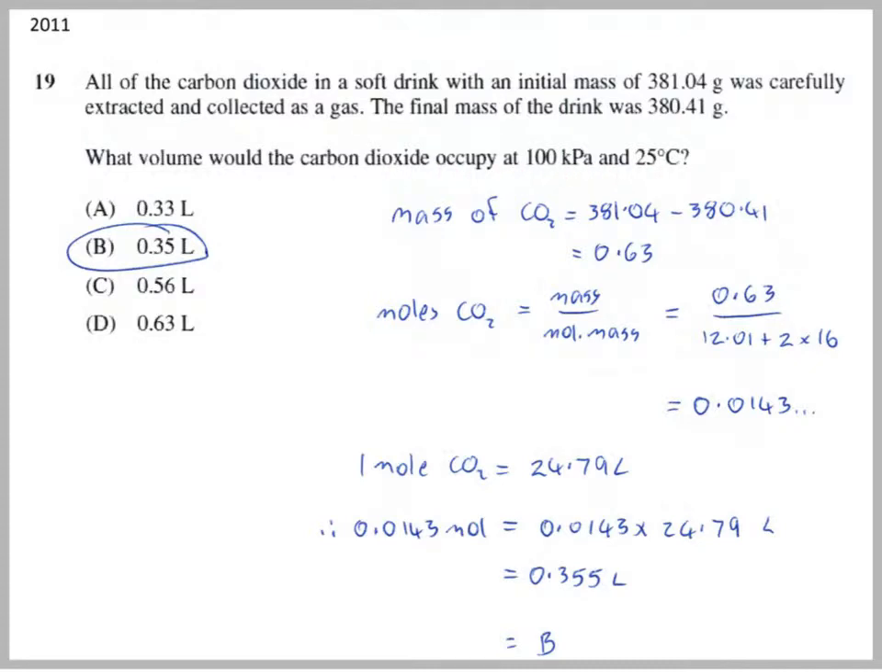So, the mass of CO2 that is released is just the first number minus the second, so it's 0.63 grams. Need to have a grams in there. So, moles of CO2 equals mass over molar mass equals 0.63 over 12.01 plus 2 times 16 equals that number. We know that 1 mole of CO2 equals 24.79 litres, therefore 0.0143 moles equals that times the molar volume equals 0.355 litres, and the closest answer there is B, which is 0.35 litres.